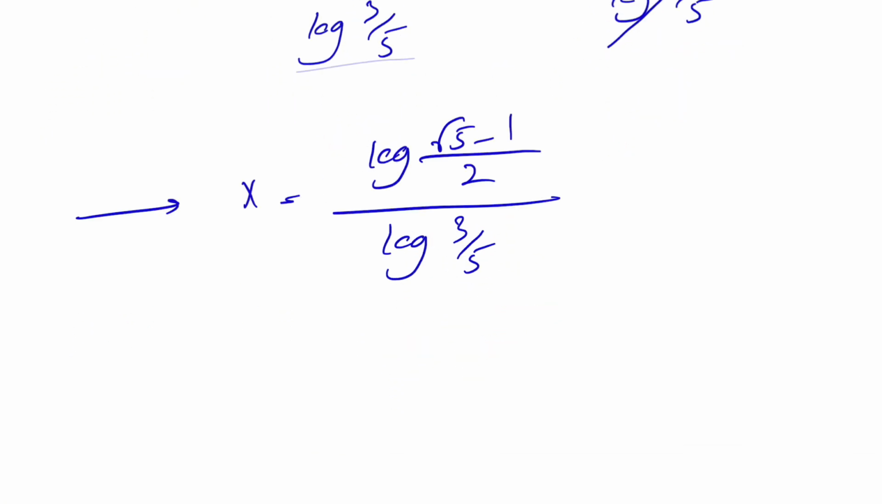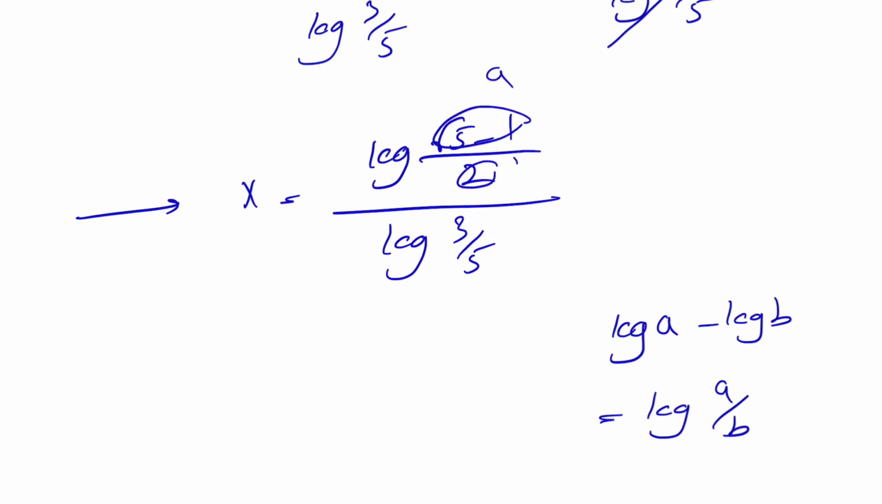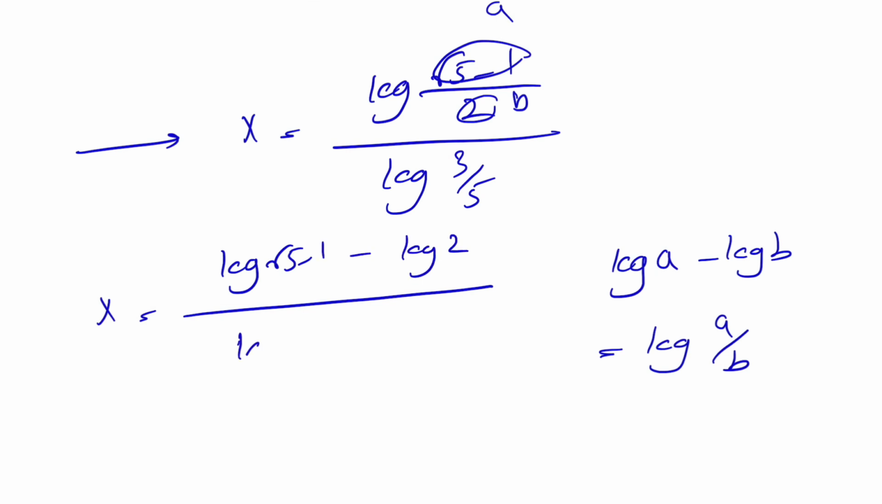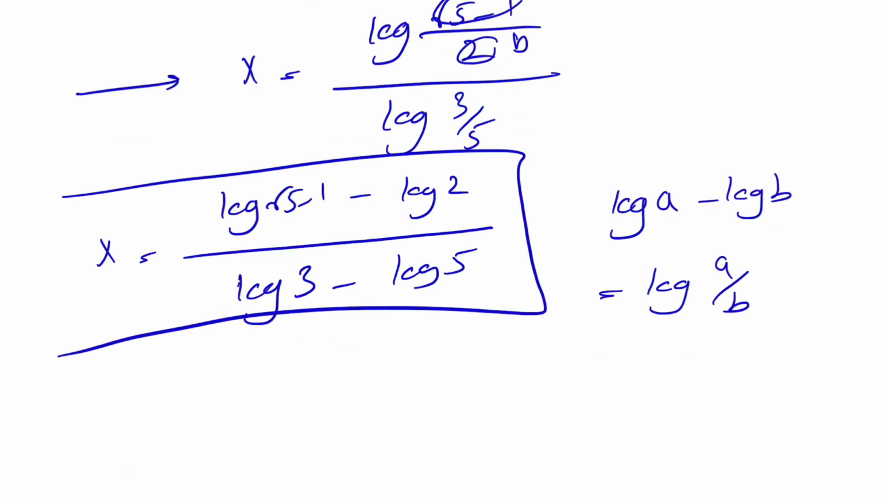And from the laws of the logarithm, we know when we have log of a minus log of b, this will be equal to log of a over b. So this can be a, this can be b. We can do this for both numerator and denominator, and in the numerator we get log of square root of 5 minus 1 minus log of 2, and in the denominator we have log of 3 minus log of 5. So yeah, that would be all for this one.